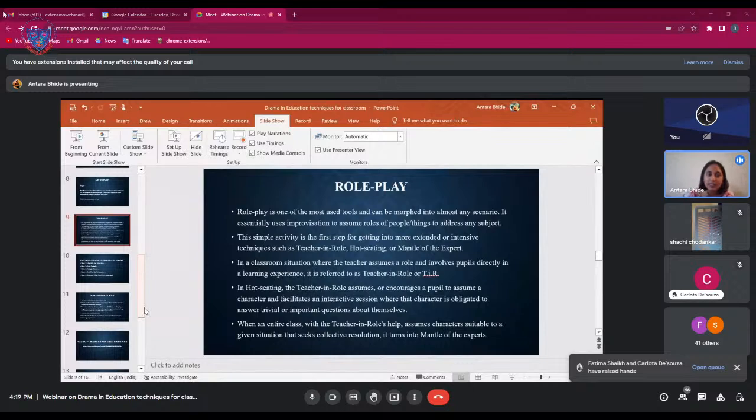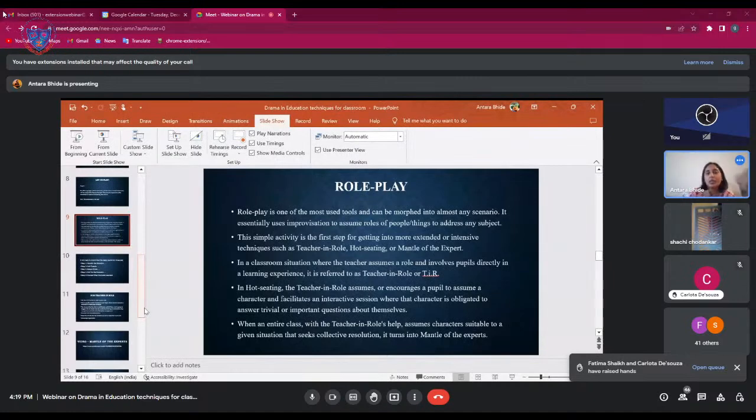Okay, it essentially uses improvisation to assume roles of people, roles of things, roles of any objects. It can be a role of rainfall, a role of a scientist, a role of Hitler, a role of a cow. It can be anything, to address any subject.